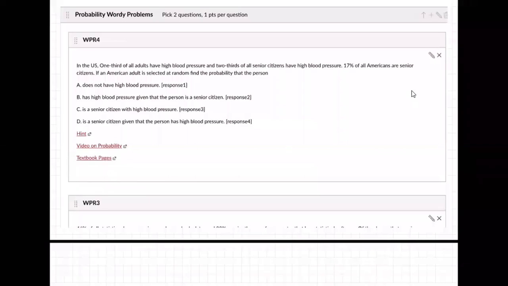Okay, so on this question, it says in the United States, 1/3 of all adults have high blood pressure, and 2/3 of all senior citizens have high blood pressure. 17% of all Americans are senior citizens. If an American adult is selected at random, find the probability, and so on.